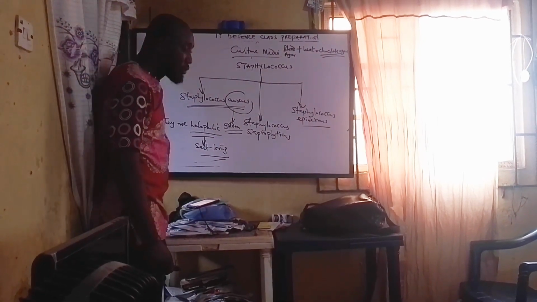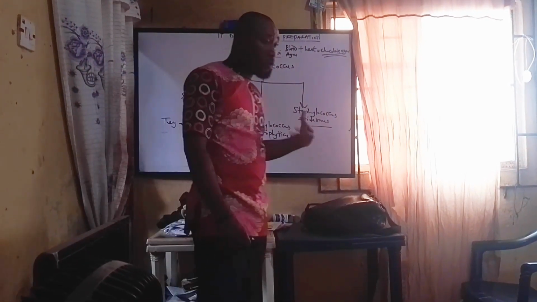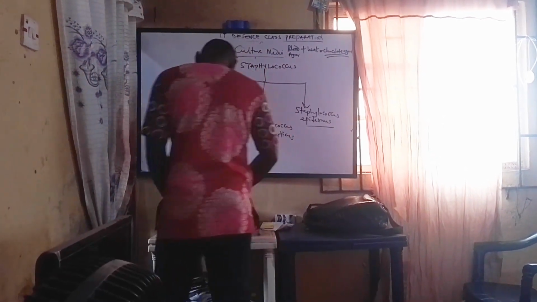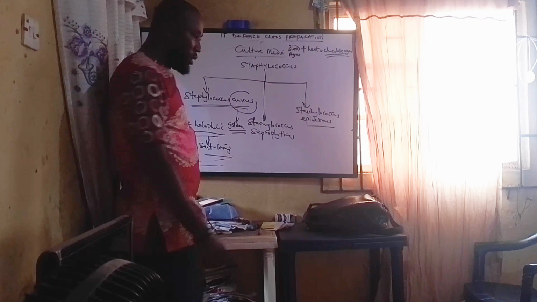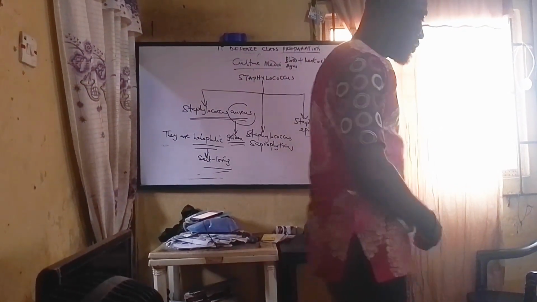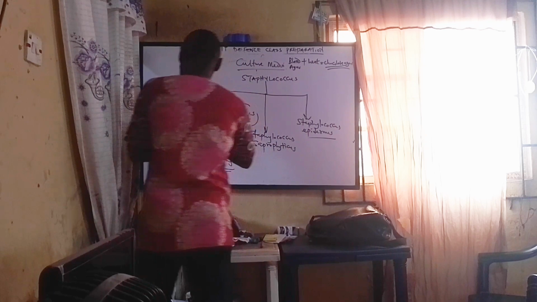Now let's look at pathogenicity. Things that Staphylococcus aureus can cause. Number one, it can cause conjunctivitis in neonates.